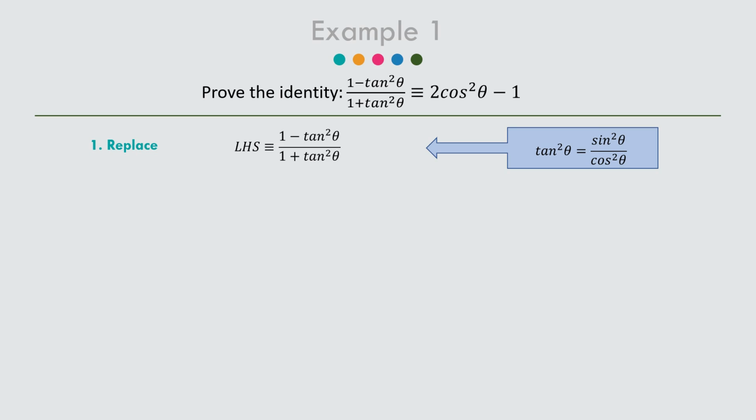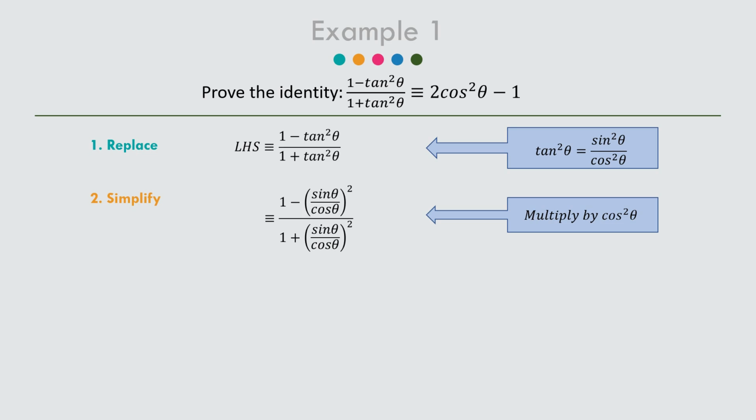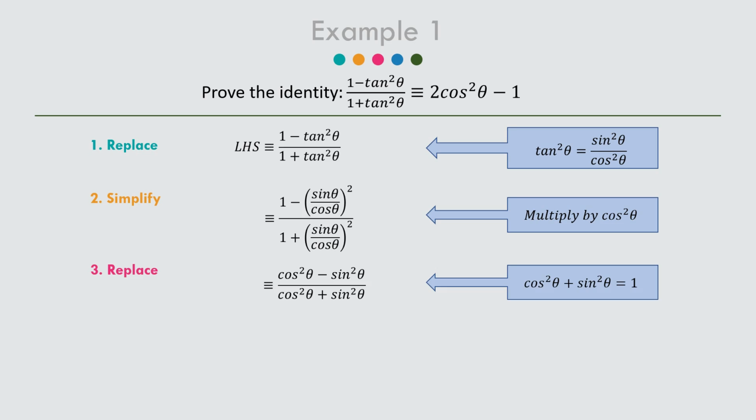When we look at the left-hand side of our identity, you can see that it has elements of tan squared theta. However, the right-hand side doesn't have any tan squared theta, in fact it has cos. Because of this, I'm going to replace the tan squared theta with sine squared theta divided by cos squared theta. Once I've done this, multiplying by cos squared theta will help to simplify the identity.